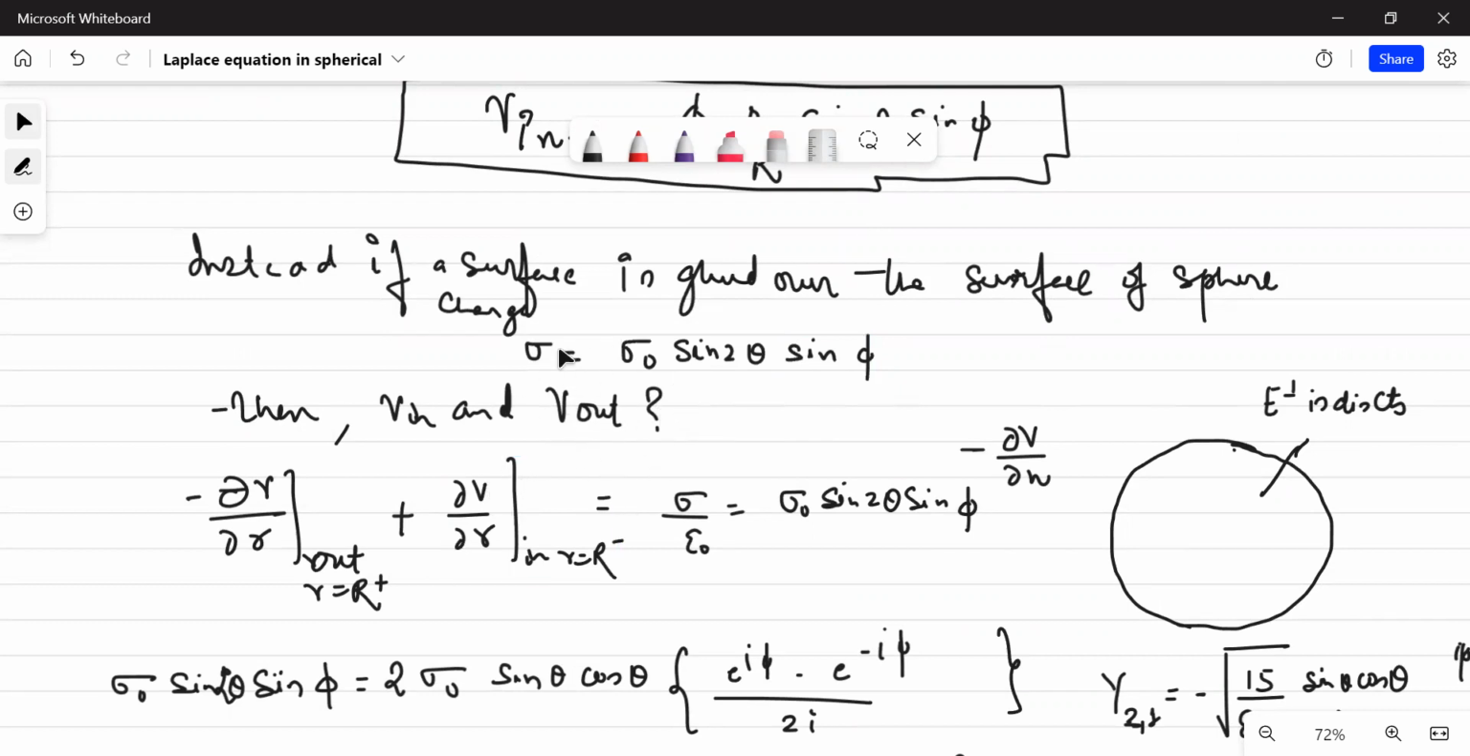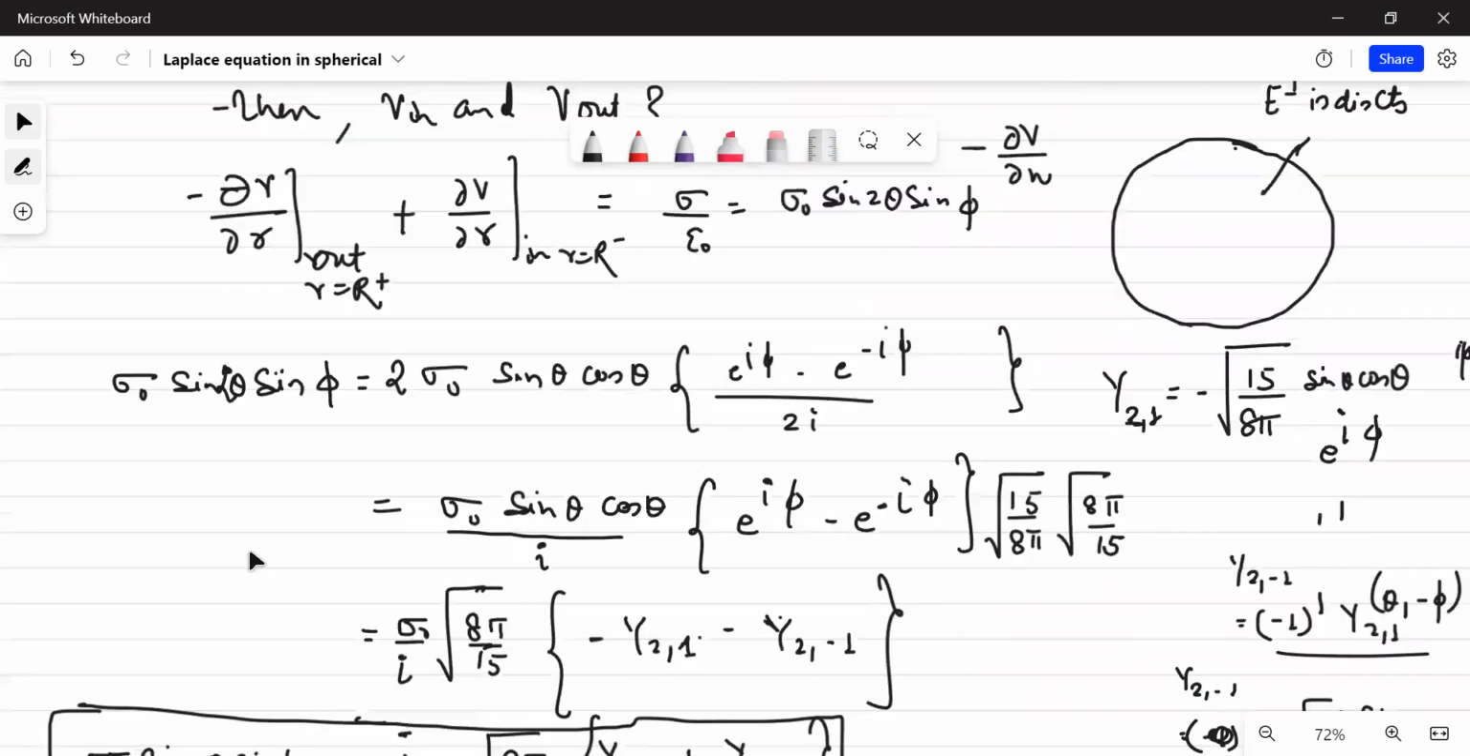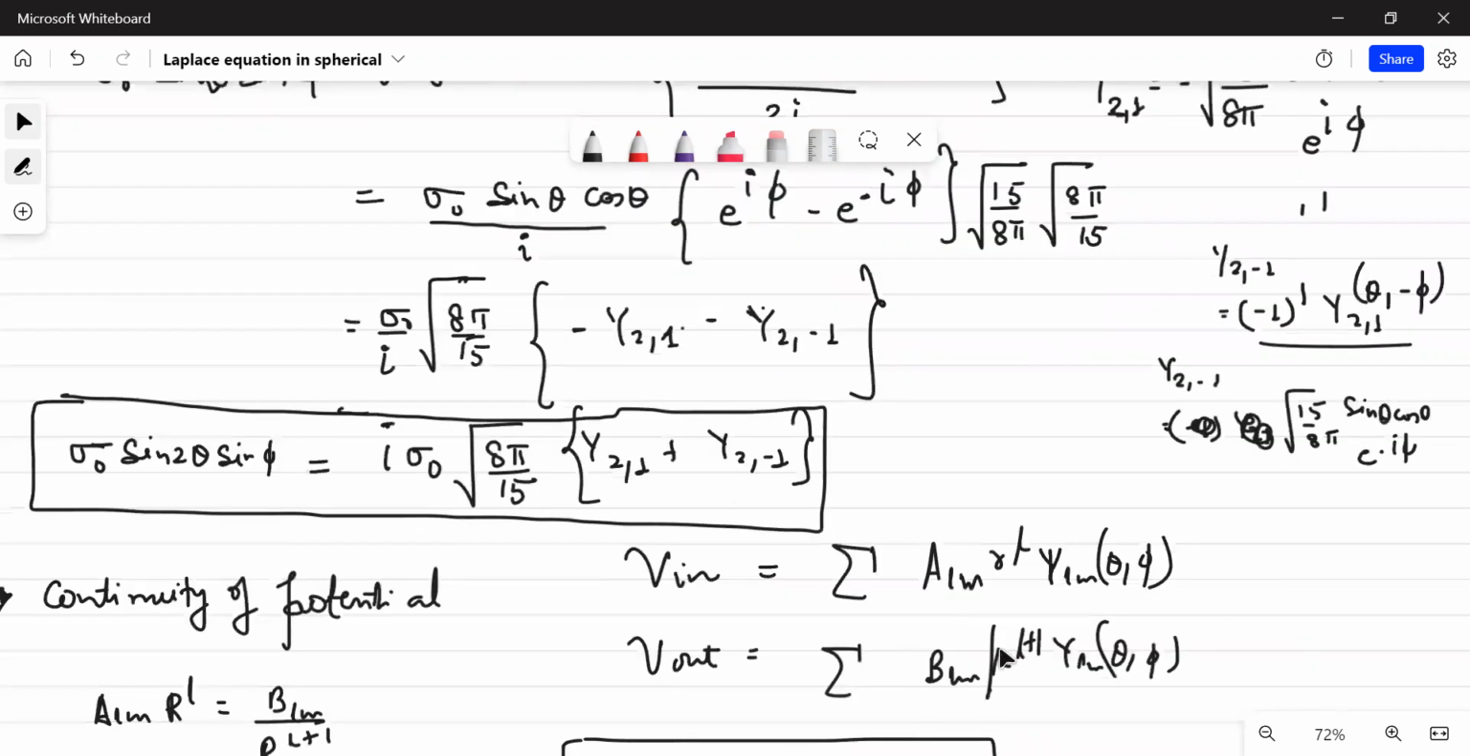I told you on the previous day that in order to find V inside and V outside, we must be in a position to find ALMs and BLMs. What are these ALMs and BLMs? V inside is the sum of A_lm r raised to power l Y_lm(theta, phi), and V outside would be B_lm divided by r raised to power l plus 1 times Y_lm(theta, phi). So these are V inside and V outside.